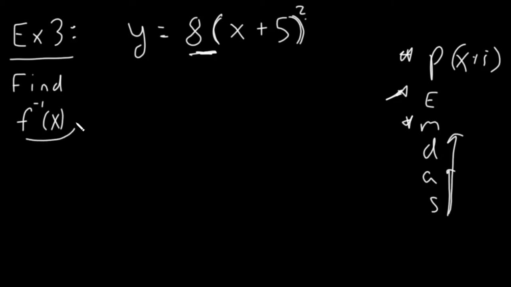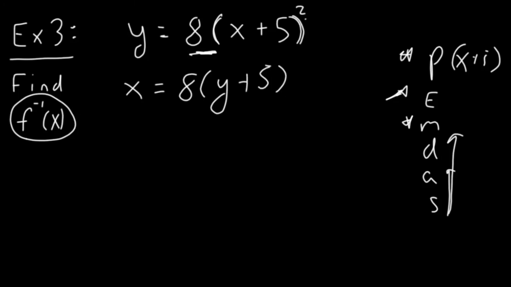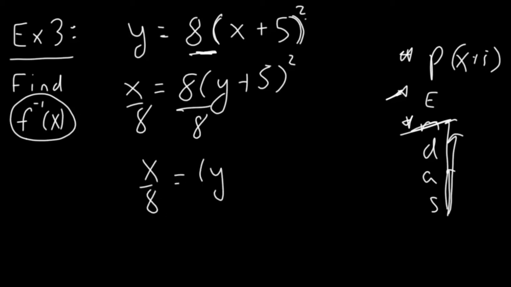Well, remember, we're finding the inverse. So we'll take our x and our y and flip them. So we have x equals 8 parentheses y plus 5 squared. And when you look at this, what's the first thing we have to get rid of? Well, going from the bottom up, we see we have to get rid of the multiplication. And you ask yourself, what is the opposite of multiplication? In this case, we want to divide both sides by 8. And this gives us the line x over 8 equals parentheses y plus 5 squared.